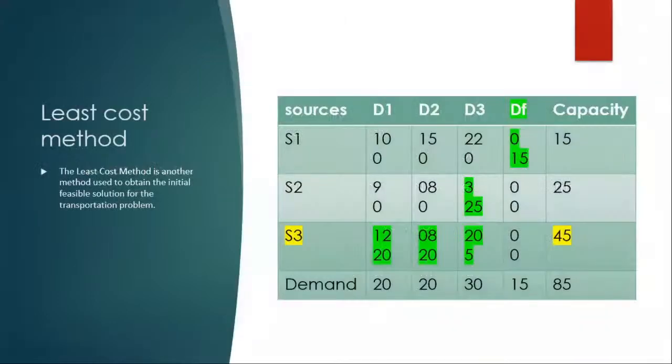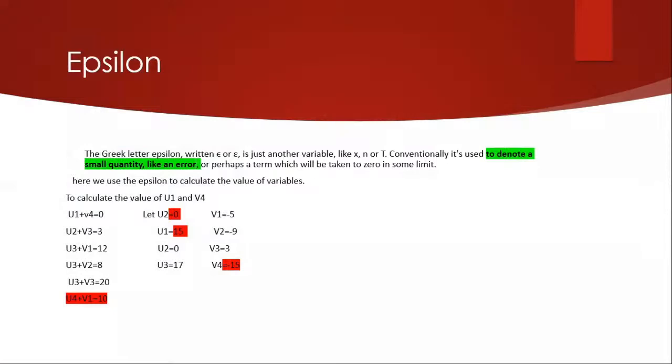Then next comes the least cost method. The least cost method is another method used to obtain the initial feasible solution for the transportation problem. Then next is epsilon. The Greek letter epsilon is just another variable like x, n or t. It is used to denote, and here we use epsilon to calculate the value of variables, the variables u1 and v4.